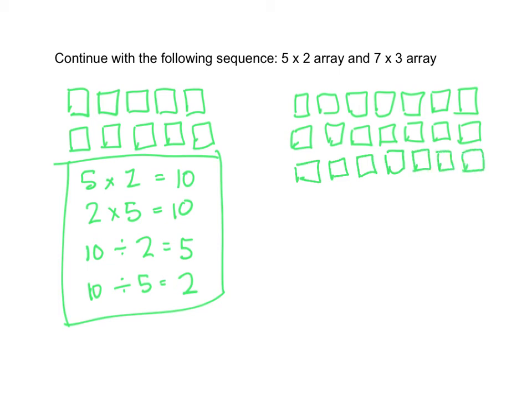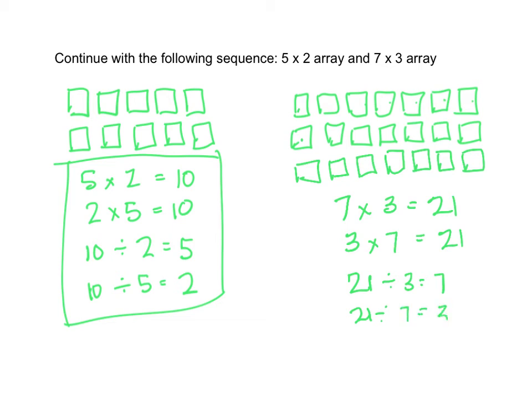All right, so again, our multiplication facts. Well, we have 1, 2, 3, 4, 5, 6, 7 across, and we have 7 groups of 3. So 7 times 3 gives us 21 boxes there. Or we have 3 times 7, which still equals 21. That doesn't change. So your division here would be 21 divided by 3 equals 7, or 21 divided by 7 equals 3.